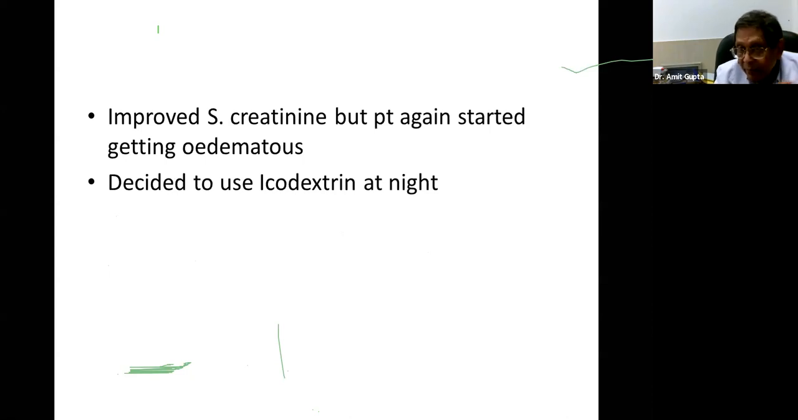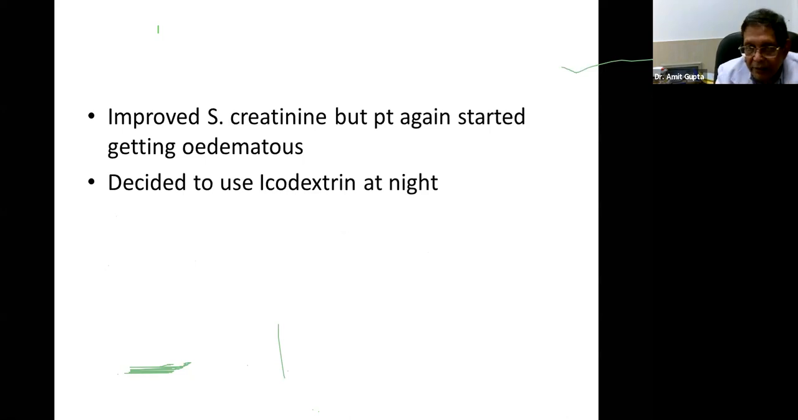His creatinine improved because of the number of exchanges we increased. We had increased the dwell volume also earlier to that. But again, unfortunately, the patient started getting edematous. So by that time, icodextrin was available in India, and we decided to put him on icodextrin at night.